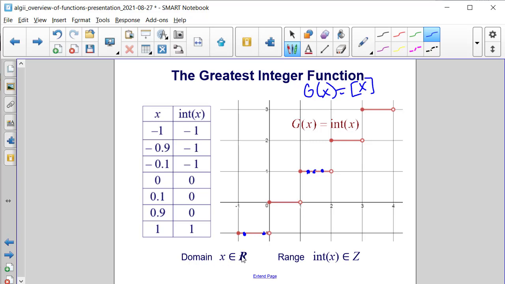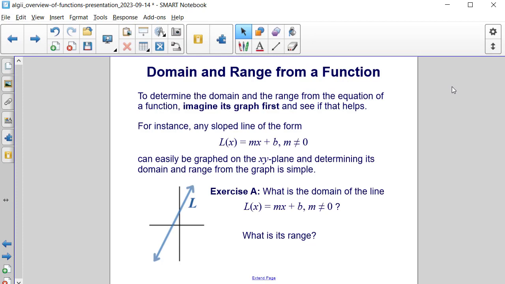So the domain for this greatest integer function is all real numbers. However, the range consists of all integer values, which is denoted by capital Z. Now let's look at some examples on how to find the domain and range from a function.